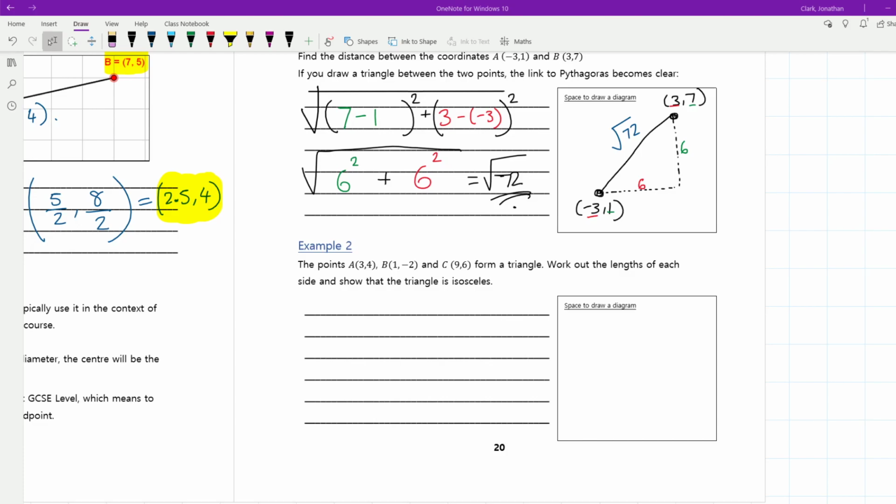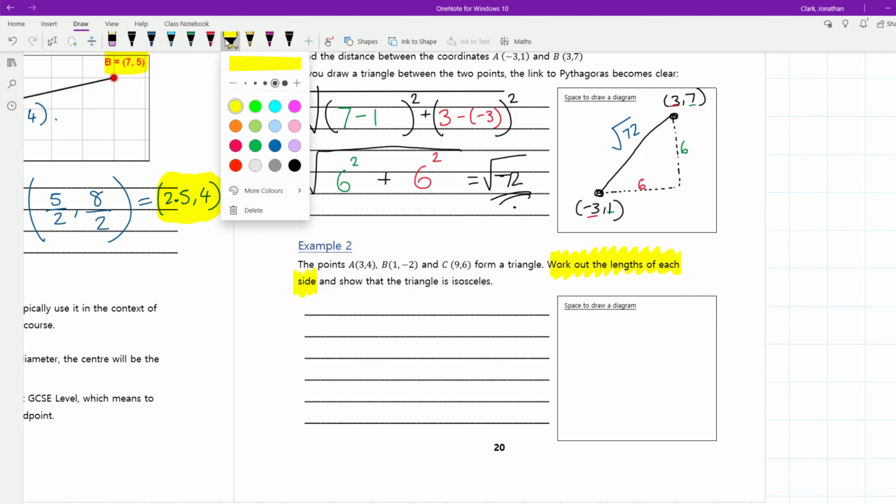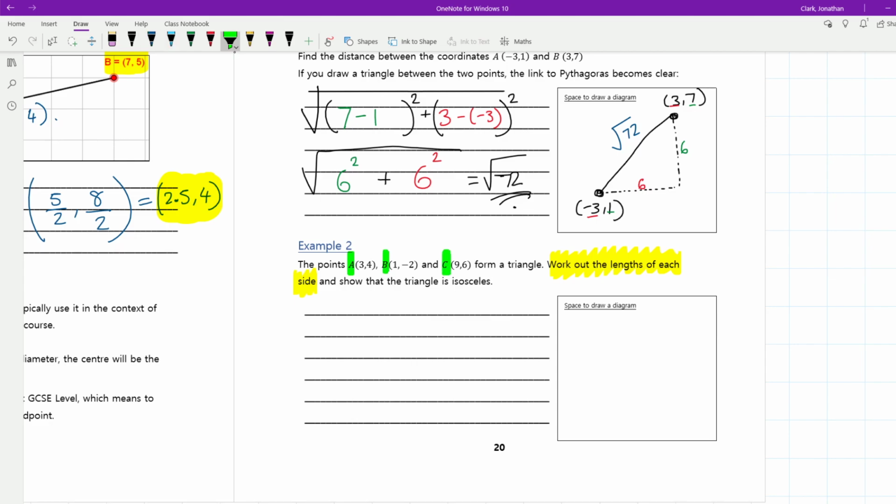So second distance example, a little bit more going on, mostly because we have to work out the distance 3 times, because we're working out the lengths of each side of the triangle when you take these 3 coordinates and join them together to make a triangle. So triangle, 3 sides. Let's see what happens here. So let's just plot the points roughly where they would go. So A is 3, 4. B is slightly to the left and quite a lot further down at 1, -2. And C is 9, 6. So it's quite a lot further across and it's slightly up.